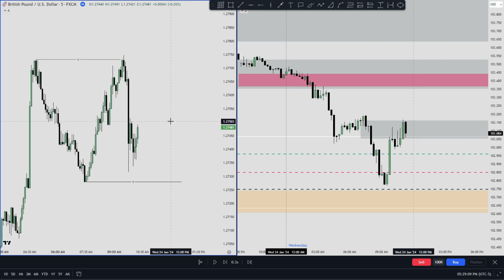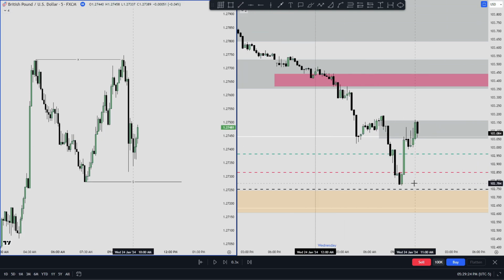Now correlation. So since we see GU break lower, we want to see the dollar find support and break higher. And what do we see here? The dollar found support inside of this daily inversion fair value gap. So this daily support level, the dollar came down into, found support at, and is reversing. So we have correlation here. The dollar is pushing higher after finding support.